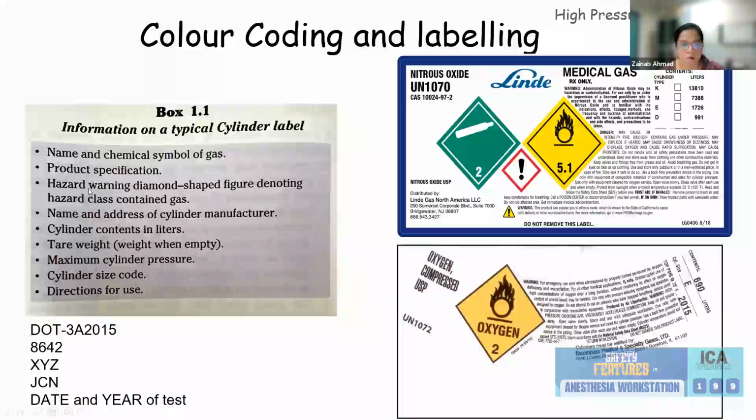Then there's a hazard warning on a diamond shape figure. You can see this diamond shape figure and the class of the gas. The name and address of the cylinder manufacturer, you can see it is distributed by so and so person over here. Then each and every cylinder should also have a tare weight. It is usually stamped, that I'll go into in the next slide. And directions for use and cylinder size should also be mentioned.